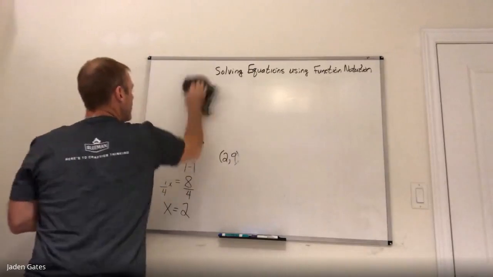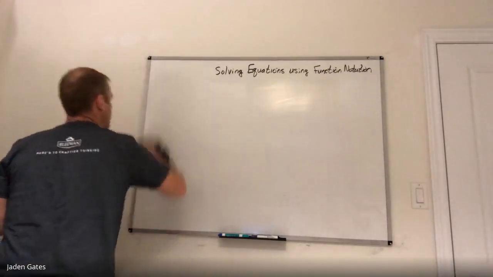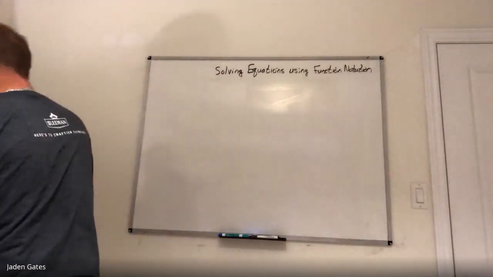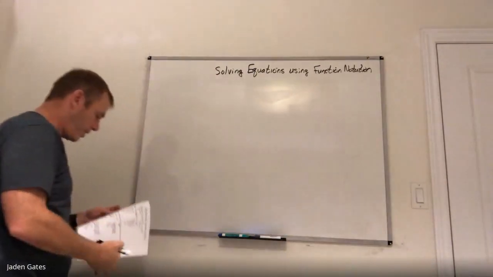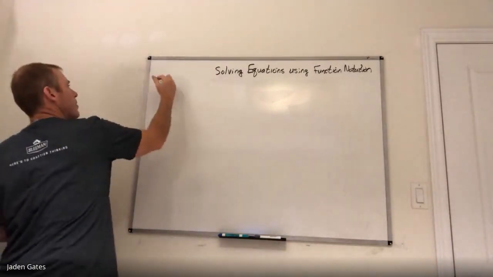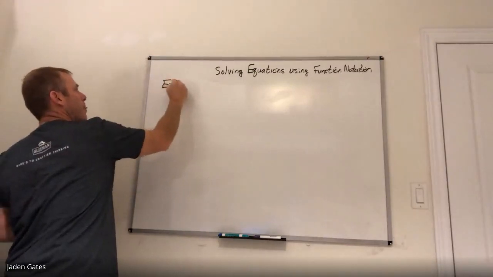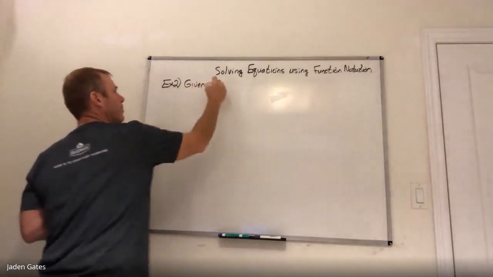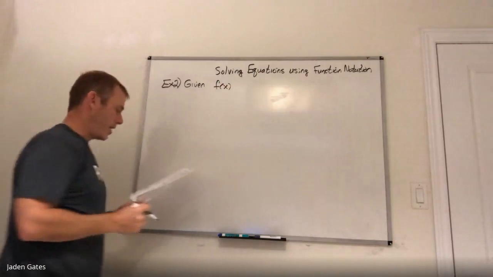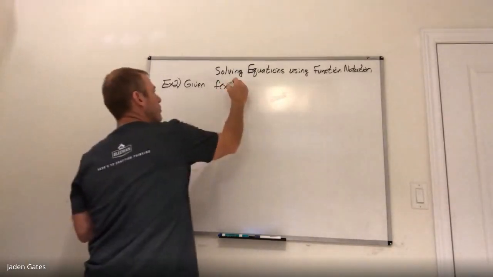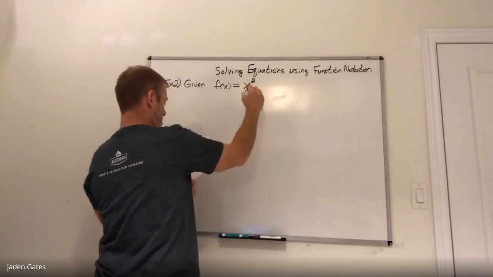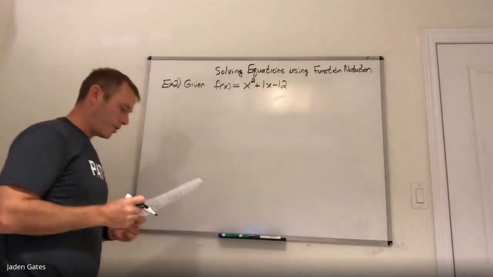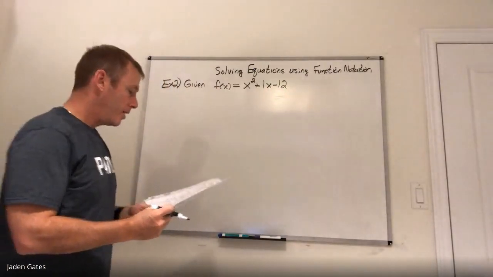All right, so the next one we have, that was a linear equation. Now we're going to get into a quadratic, which hopefully you somewhat remember from last year, but we'll see. Hopefully a little memory jogger. So this time we go to example 2. Given our function, I'm going to call it f of x this time. Again, the letter just refers to the name of the equation. f of x is equal to x squared plus 1x minus 12, which is a quadratic equation because we have an x squared in it.